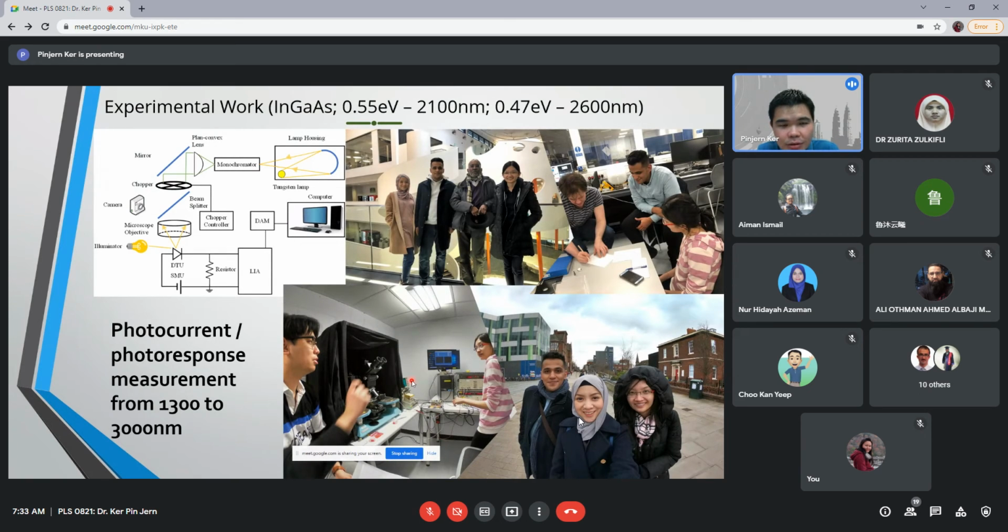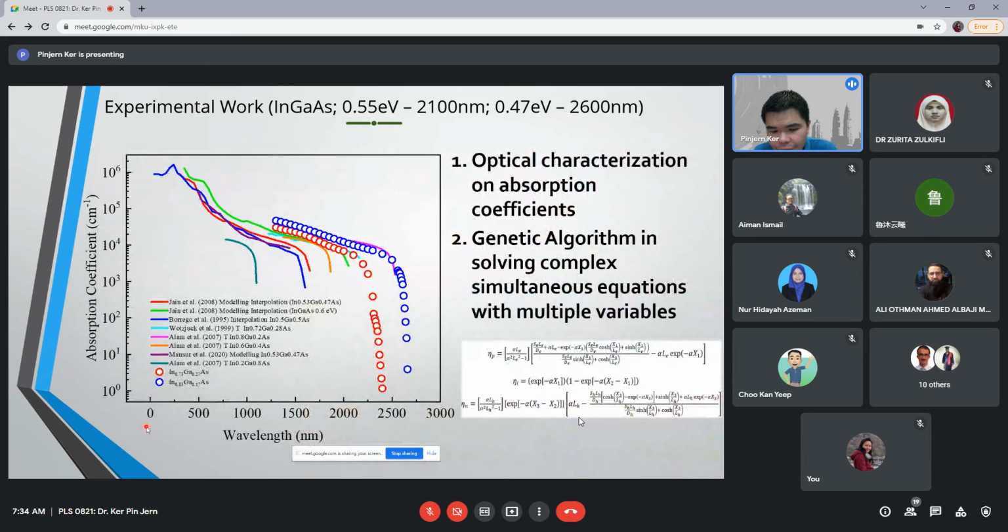Basically, we need to characterize indium gallium arsenide at different band gaps to know its response to every single photon at different wavelengths. By measuring the photocurrent and also the photo response from 1300 to 3000 nanometers, we were able to know how much it will absorb in terms of the TPV photons. From there, you can do a back calculation for the estimation of the TPV cell efficiency. So for now, we have completed that in terms of optical characterization.